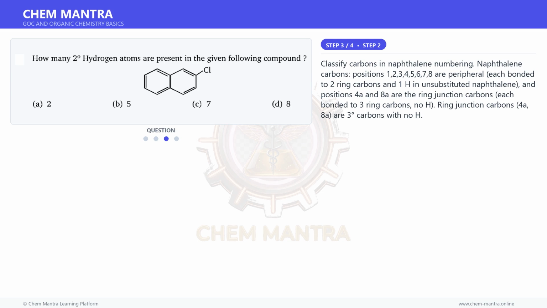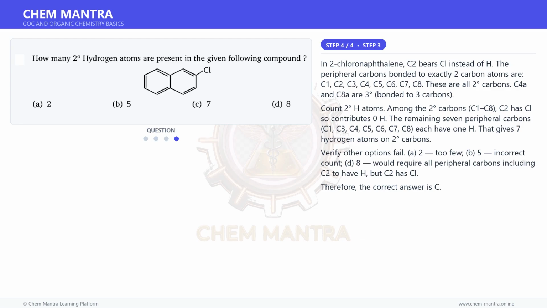Classify carbons in naphthalene numbering. Naphthalene carbons at positions 1, 2, 3, 4, 5, 6, 7, 8 are peripheral, each bonded to 2 ring carbons and 1 H in unsubstituted naphthalene, and positions 4A and 8A are the ring junction carbons, each bonded to 3 ring carbons, no H. Ring junction carbons, 4A and 8A, are 3 degrees carbons with no H.